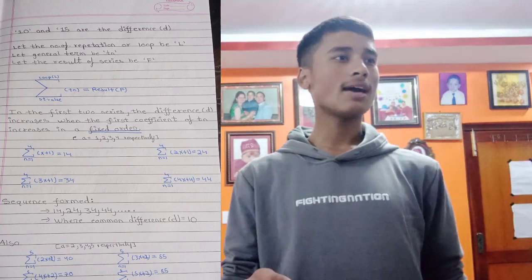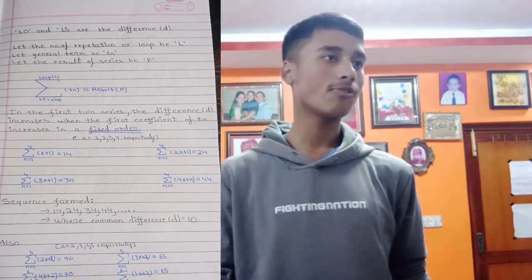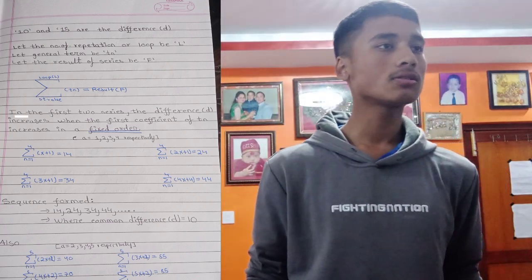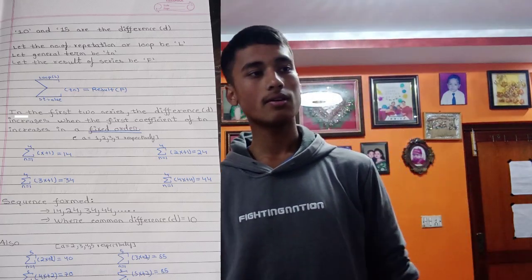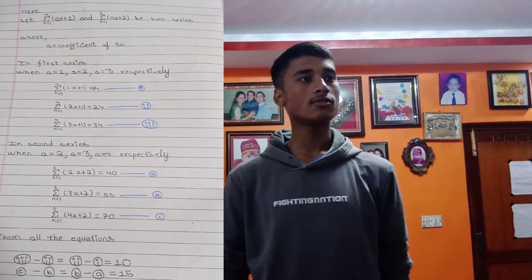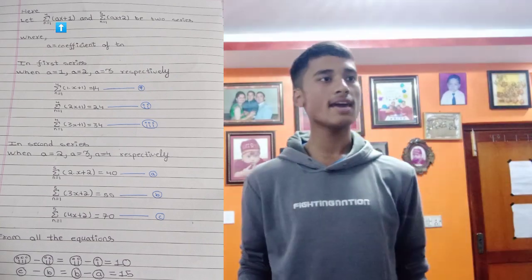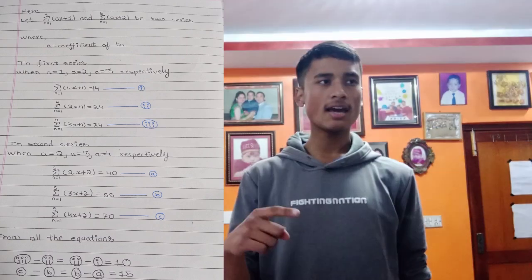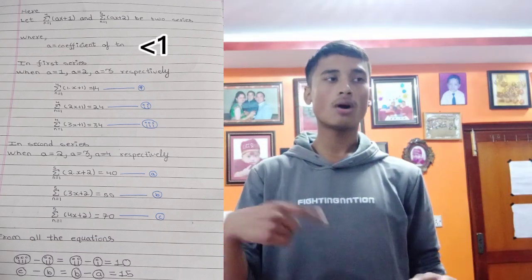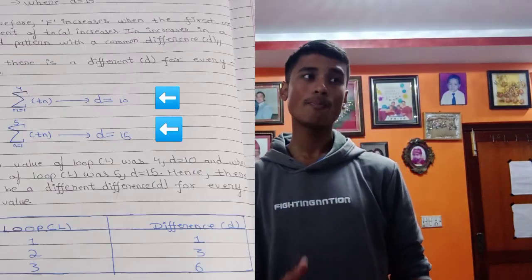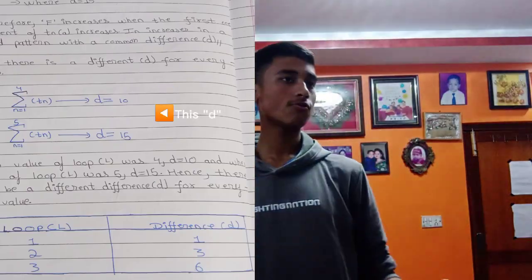Now, after the experimental verification, in the first two series, the difference increases when the first coefficient of the general term increases. So let me go back to that series. As you can see, I've taken two series, n equals 1 to 4 of ax plus 1, and n equals 1 to 5 of ax plus 2. When the coefficient a increased by the common difference of 1, so in the first it was 1, 2, and 3, and in the second it was 2, 3, and 4, you can see that there is a separate difference for every looping value.